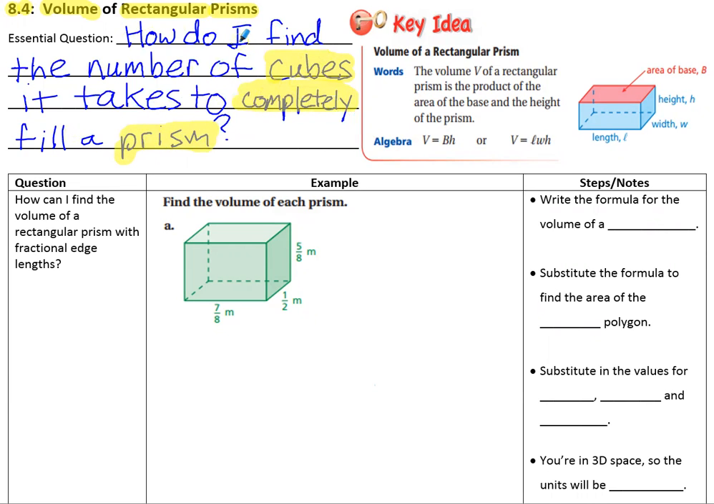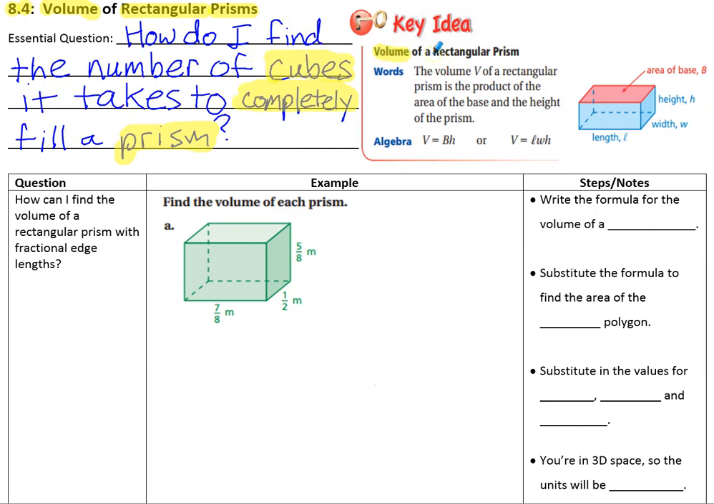Okay, you might remember that area is square area, and squares are flat, but cubes are not flat. Cubes are in three-dimensional space. They have length, width, and height, whereas squares just have length and width. So to understand this, first we'll go through the key idea.